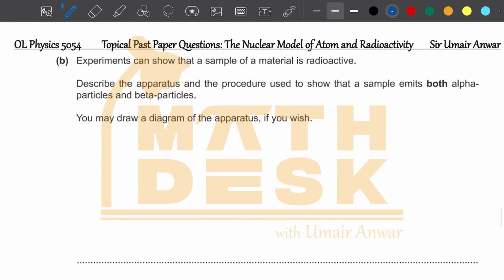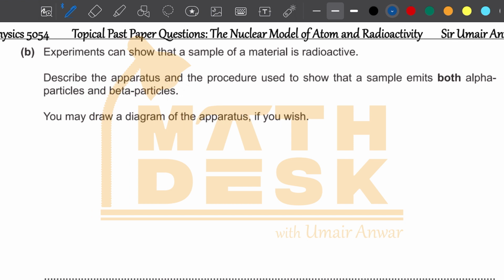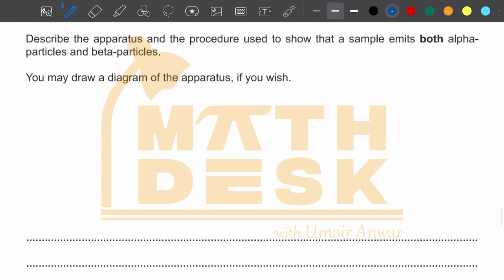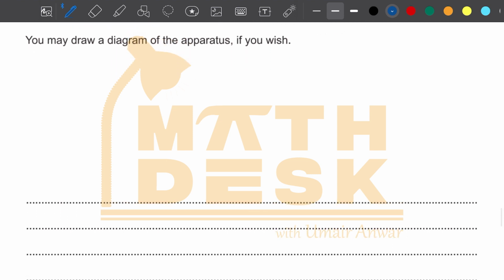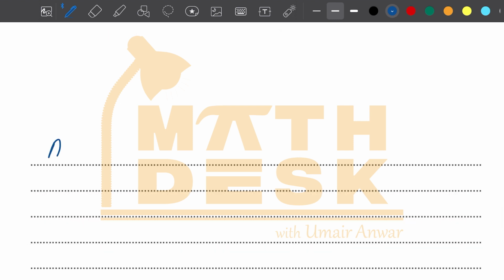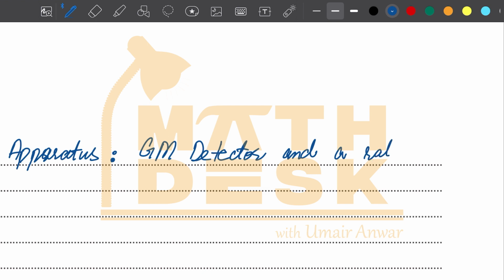Now the next part says experiments can show that a sample of a material is radioactive. Describe the apparatus and the procedure used to show that a sample emits both alpha particles and beta particles. You may draw a diagram of the apparatus if you wish. So the apparatus used would be a GM detector and a rate meter.